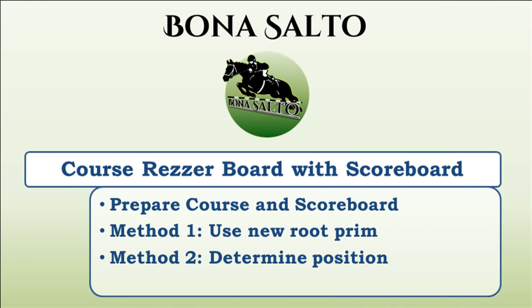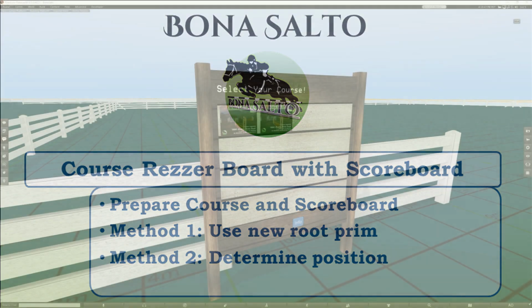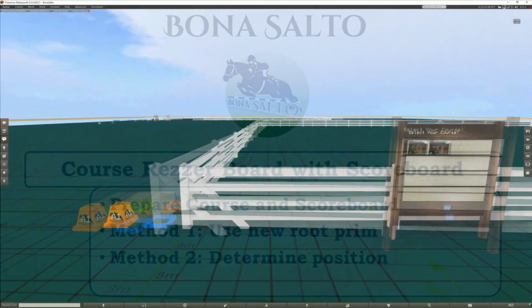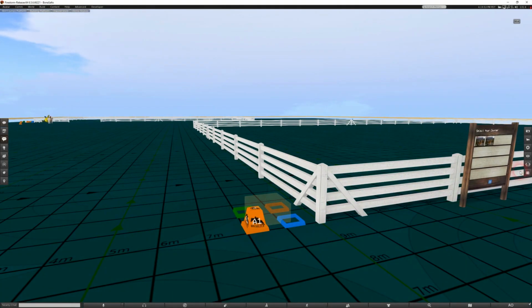Welcome to another tutorial on enhancing your scenes with the Course Rezzer Board. In this video, we'll explore how to add a scoreboard to one of the scenes, providing a great example of incorporating objects into your scenes. However, please note that adding a scoreboard requires some special preparation steps, which we will cover before delving into the rest. Let's begin by bringing out the scoreboard.